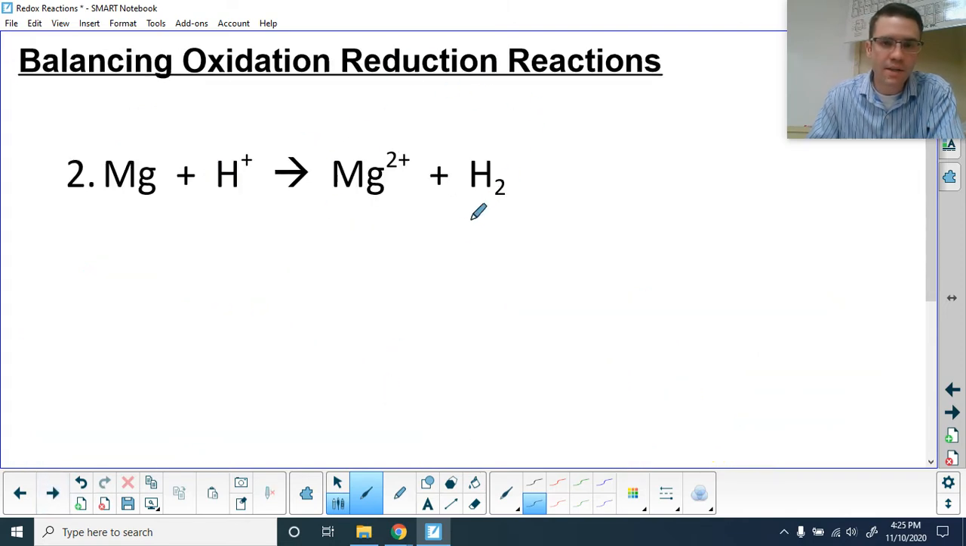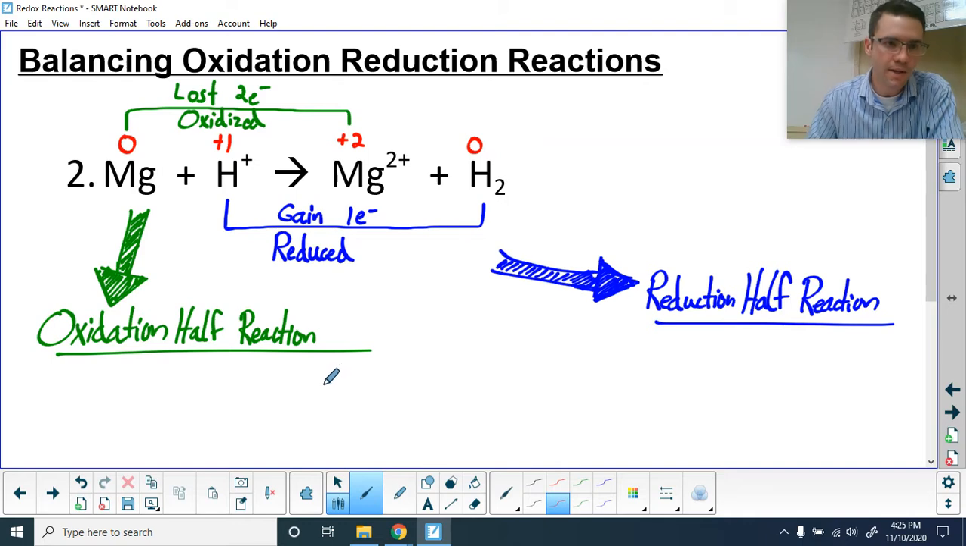If we're balancing our oxidation reduction reaction for this one, we want to do the same thing. We want to assign our oxidation numbers. Magnesium is 0. Hydrogen is +1. Magnesium is a +2. Hydrogen is 0. And then you want to evaluate who's oxidized, who's reduced. Magnesium goes from a 0 to a +2, so it lost 2 electrons. Hydrogen gained 1 electron, and so it's reduced.